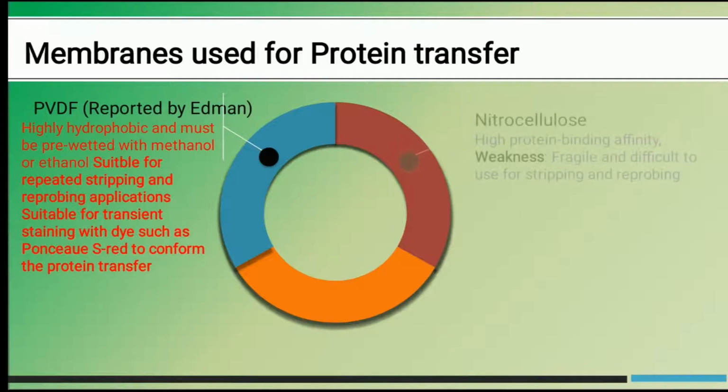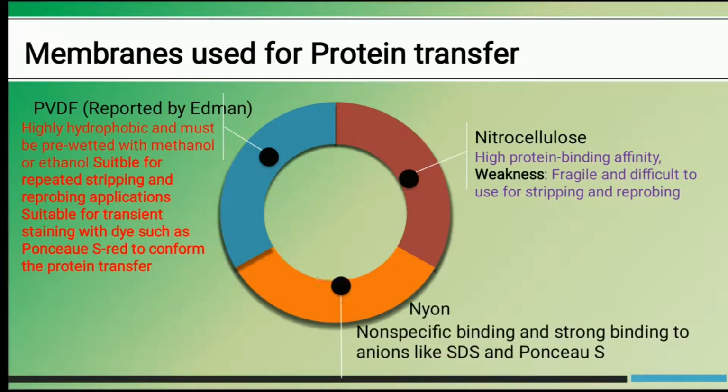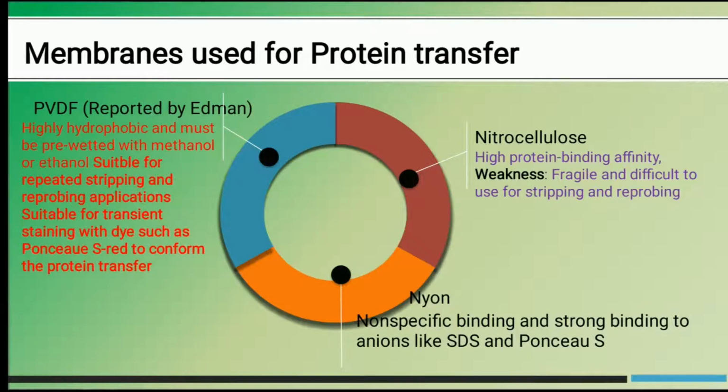Next, briefly we will see about the membranes used for protein transfer. The most common and desirable membrane is PVDF membrane. This membrane is reported by the scientist Edman, and it is highly hydrophobic and must be pre-wetted with methanol for 30 seconds for efficient transfer.